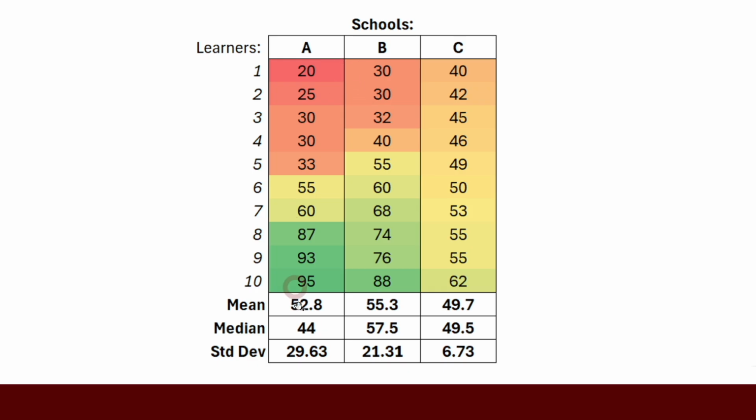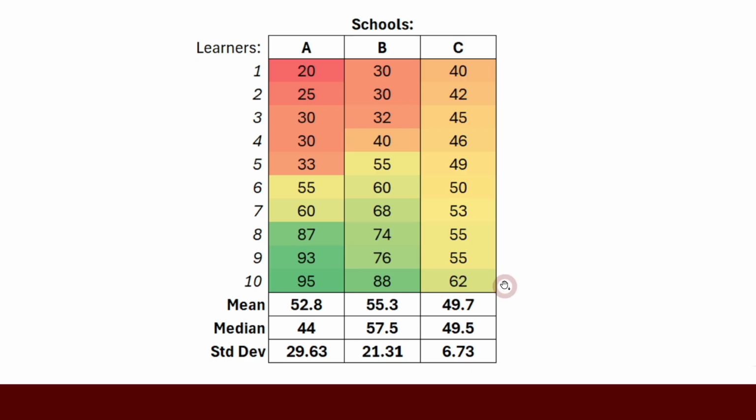So school A, you can see with its high standard deviation and its low median, a lot of the learners are achieving very low and very poorly. But their average is dragged up because they have some high achievers as well. School B does have, on average, good achievement, but as we saw with the high standard deviation, there were also some lower achievers in that school. And school C, you can see that everyone is fairly close together. So it ranges from 40 as a minimum to 62 as a maximum. Not a lot of variance, but there is still some lower achievement.